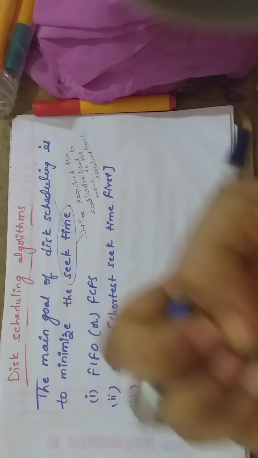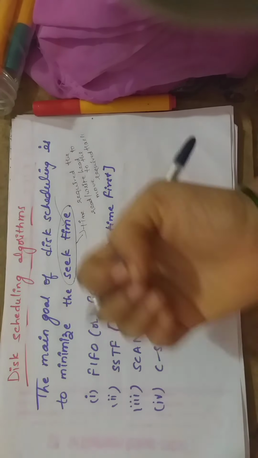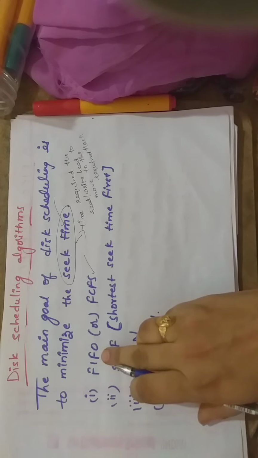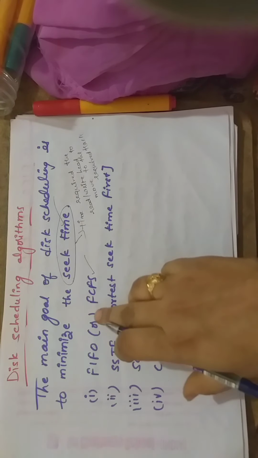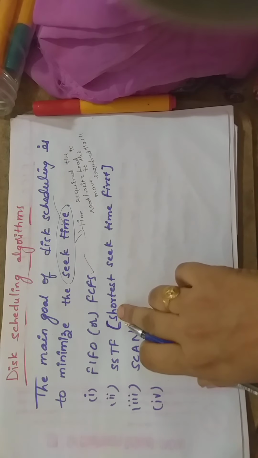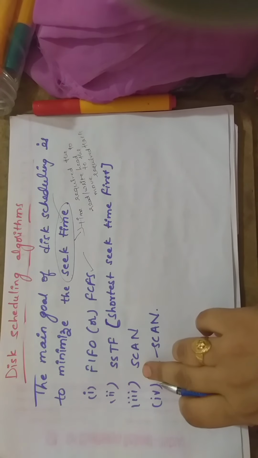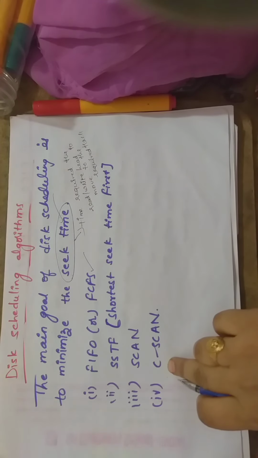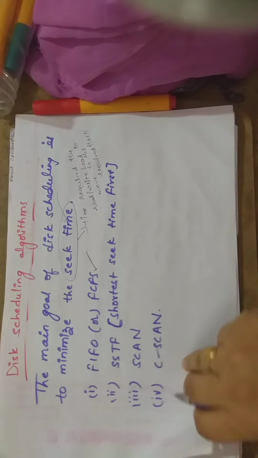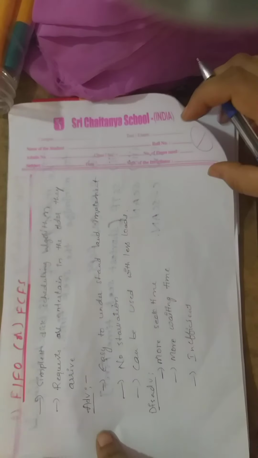There are four algorithms in disk scheduling. The first one is FIFO or FCFS, first in first out, which works in a queue manner. The second one is SSTF, shortest seek time first. The third and fourth are SCAN and C-SCAN. Today we are going to discuss FCFS or FIFO. That algorithm we are going to learn now.